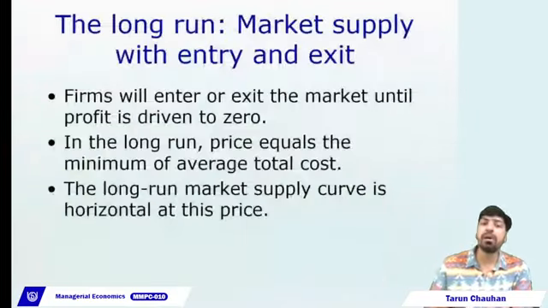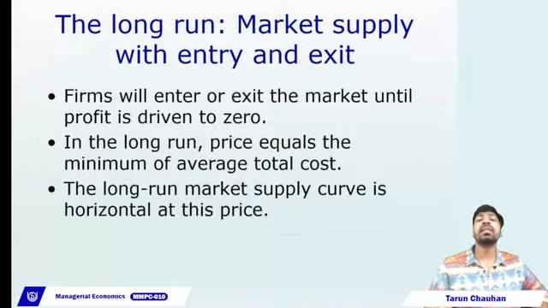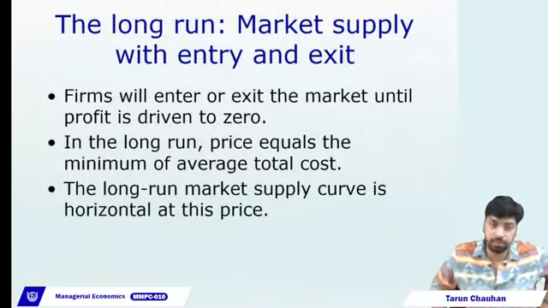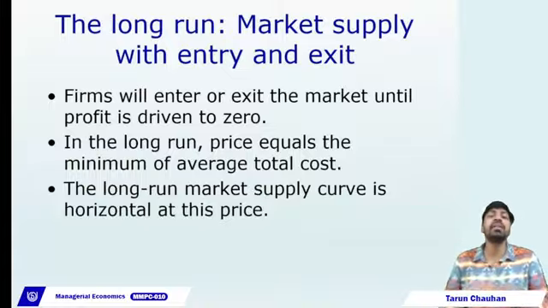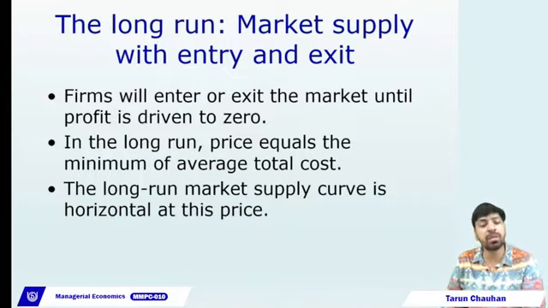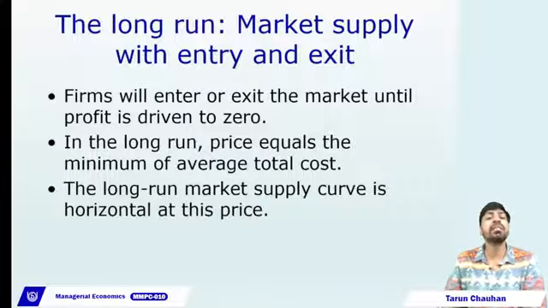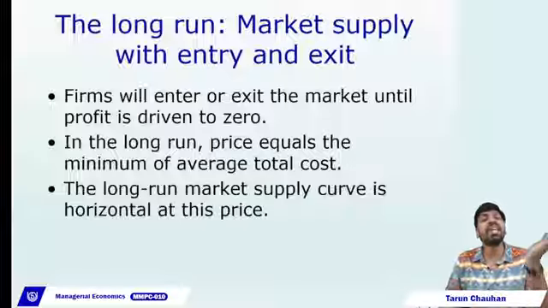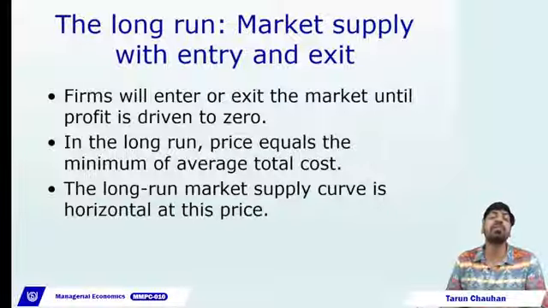Long run. When we talk about the long run, the firm can enter or exit the market until the profit turns into zero. So in the long run, the firm will enter or exit the market until the profit is driven to zero. In the long run, the price is equal to the minimum level of the average total cost. That means price is equal to the average total cost at a minimum level. The long run market supply curve is horizontal at this price. So the long run supply curve is horizontal in shape. This is the exit scenario, where firms are willing to enter and exit the market until the profit turns into zero.